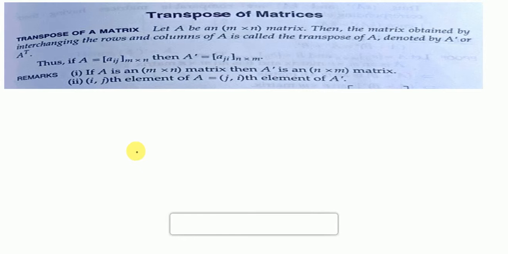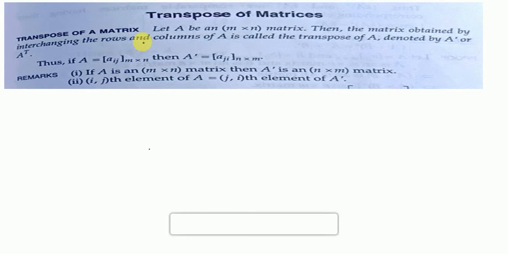Today we are discussing the transpose of matrices in the matrices chapter of class 12. So what is the transpose of a matrix? Let A be an m into n order matrix. Then the matrix obtained by interchanging the rows and columns of A, meaning the rows of A become columns and the columns become rows, is called the transpose of A.